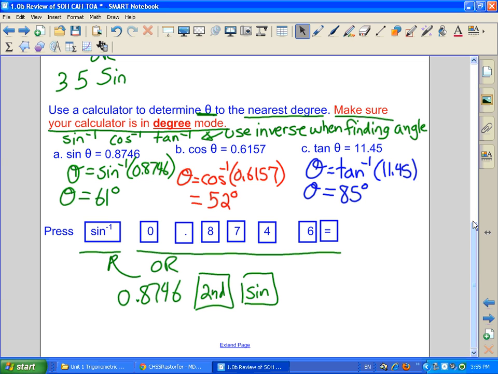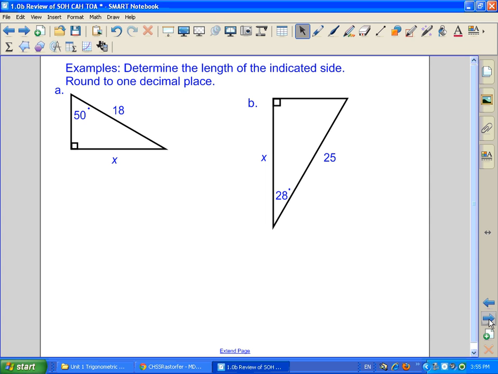All right, let's keep moving on with our review. Let's take a look at some examples. Determine the length of the indicated side. Notice, first of all, ladies and gentlemen, this is a right triangle. That means we can use SOHCAHTOA. And there's a given angle, so we're going to call that the angle of reference. So from the angle of reference, side X is opposite it, so that's the opposite side. And the other side length that has information is the hypotenuse. It is opposite the 90 degree.